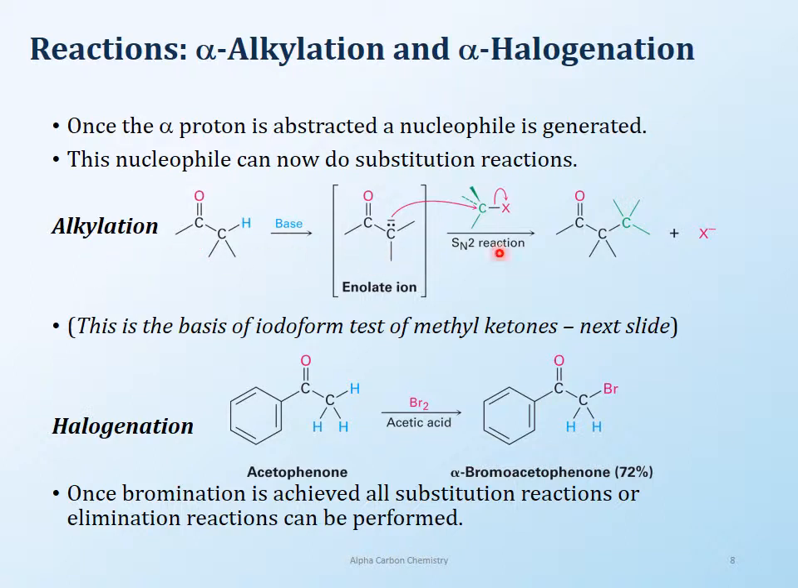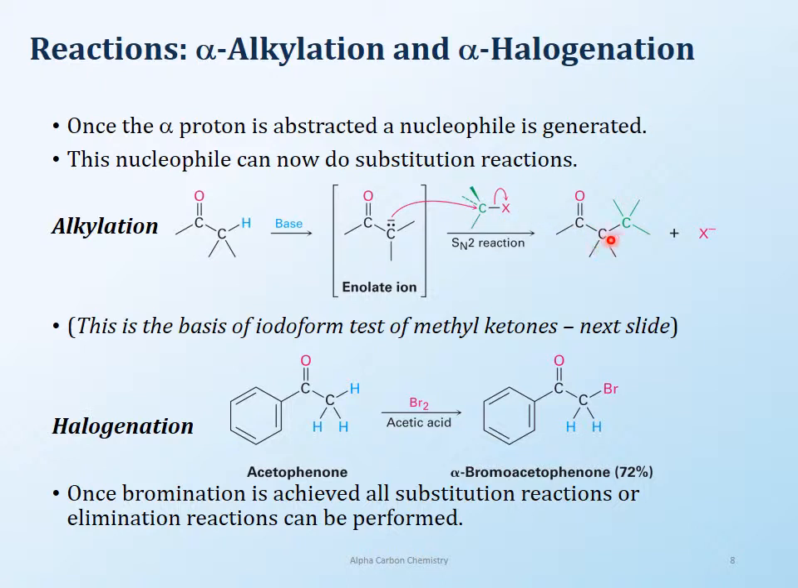So the first one here is alkylation. Once the nucleophile is generated, you can use any substrate. And again, this is just an alkyl halide, and you can take that nucleophile and do an SN2 reaction on this. So you end up forming a carbon-carbon bond, which is really a nice way to add more carbons to your ketones. The nucleophile is not adding on the carbon, it's acting on another carbon.